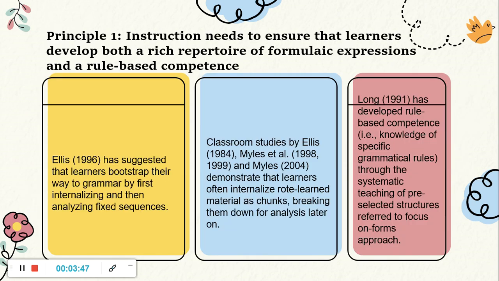Okay, we are going to the first principle. It is about instruction needs to ensure that learners develop both a rich repertoire of formulaic expressions and a rule-based competence. Skehan 1998 stated that proficiency in an L2 requires that learners acquire both a rich repertoire of formulaic expressions, which caters to fluency, and a rule-based competence consisting of knowledge of specific grammatical rules, which caters to complexity and accuracy.